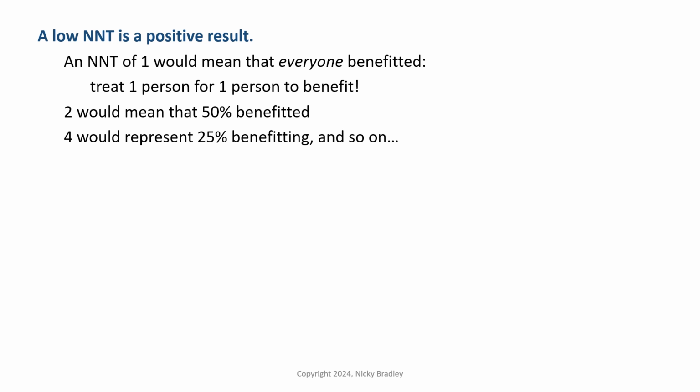If our NNT was 2, that would mean we'd have to treat 2 people for one person to benefit. In other words, 50% benefited. 4 would represent 25% and so on. So in numbers needed to treat, a low figure is a good thing.